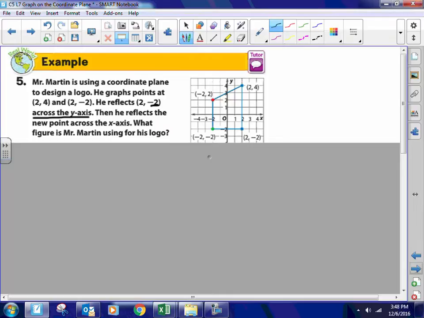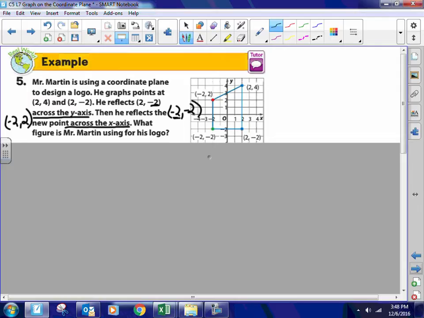Then he reflects the new point. So you're going to need to write down the new point. We're here at -2, -2. All right. He's reflecting across the y-axis. So that means the x-axis. Sorry. He's reflecting across the x-axis. So that means our x is going to stay the same. So our new point is going to be -2, 2. So we're going to take the opposite of -2.